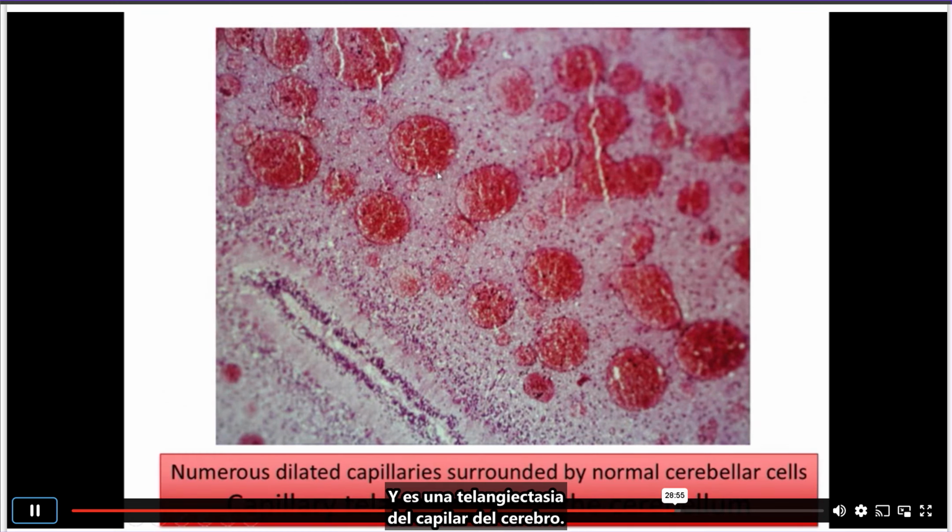And it's a capillary telangiectasia of the cerebellum. This is, in fact, an incidental finding. When you have a capillary malformation like this, you have a completely normal life. In some very rare cases, you can have a small hemorrhage, but it's an incidental finding.